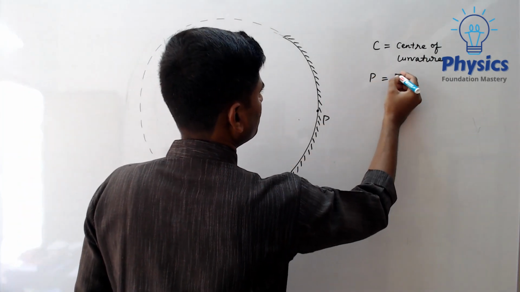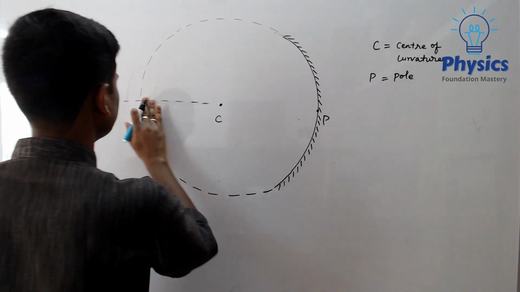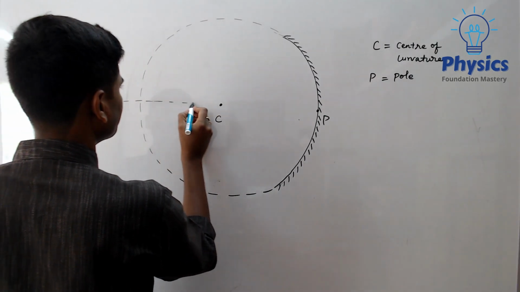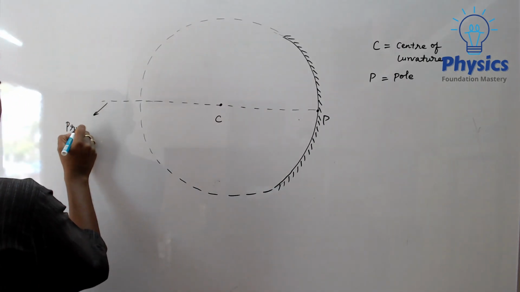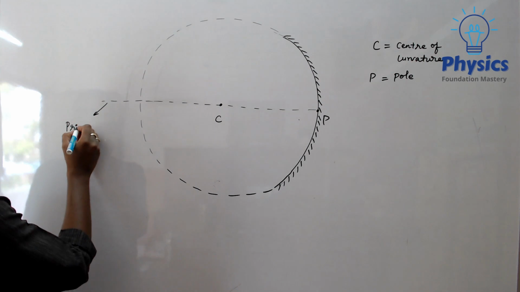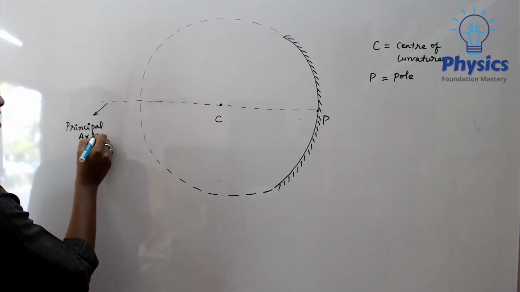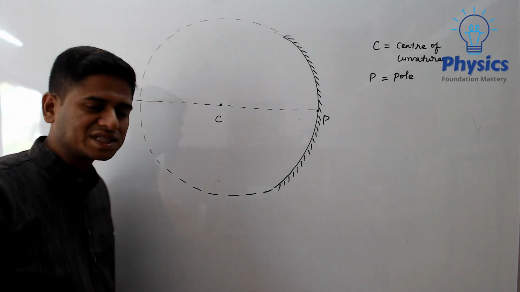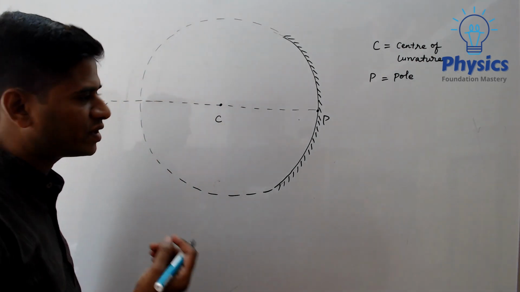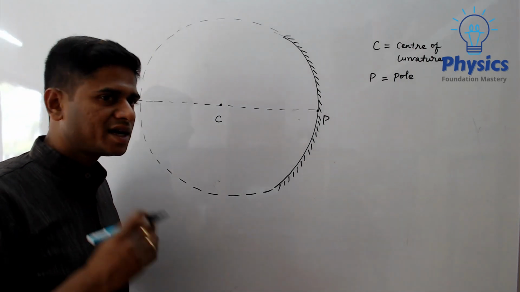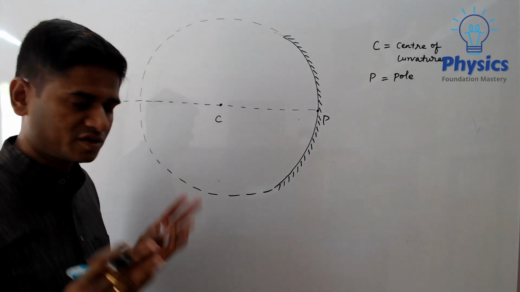P is for pole, and the line joining C and P, this line has a name called the principal axis. Anyway, all those technical things, forget. Now let's get into a case where you have been given an object and you are asked to find the position of the image. Very simple.